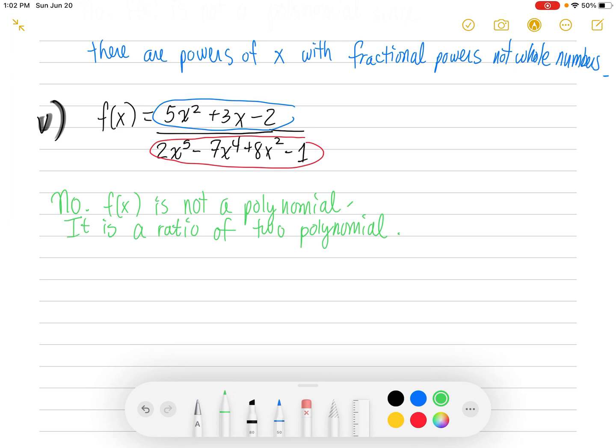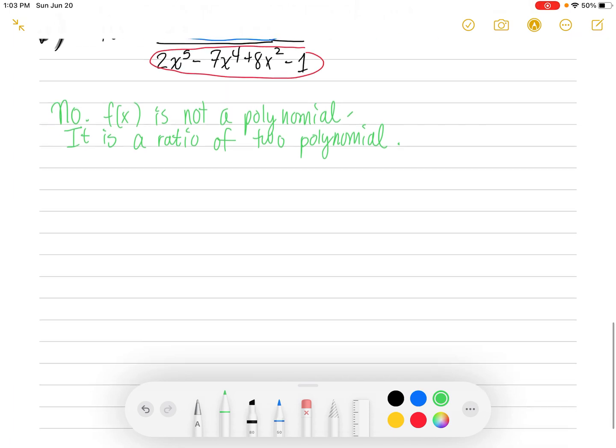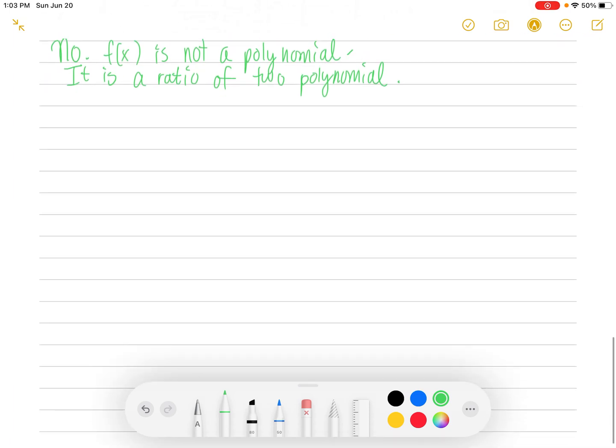And actually, you'll see later in section, I believe, 4.2, we'll start looking at such things that are ratios of two polynomials. And those are going to be called rational functions. Rational functions are when you have a polynomial on top and polynomial bottom. So this is actually a rational function here. We'll study those later.